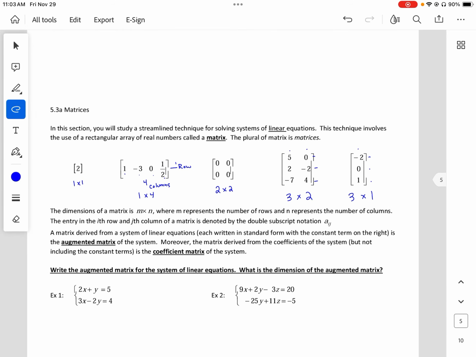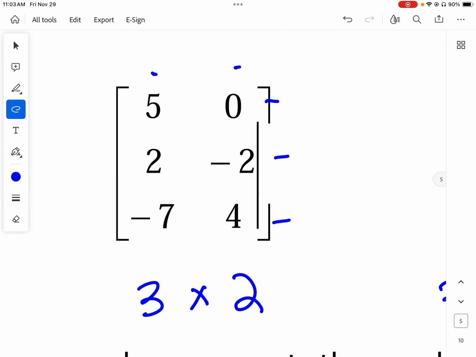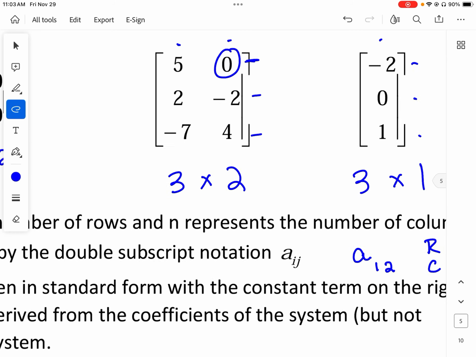You can also note what an entry is. Let's say we want entry i, j. So let's say 1, 2. That's on row 1, column 2. So this is row 1, column 2. This would be our entry a 1, 2.